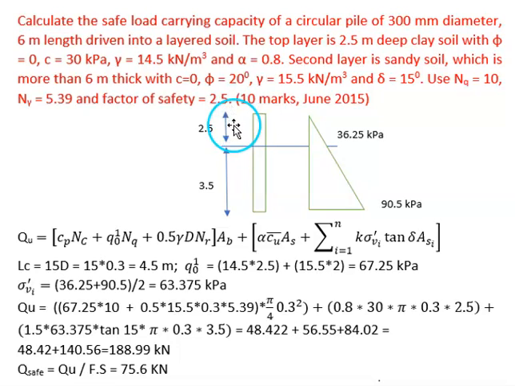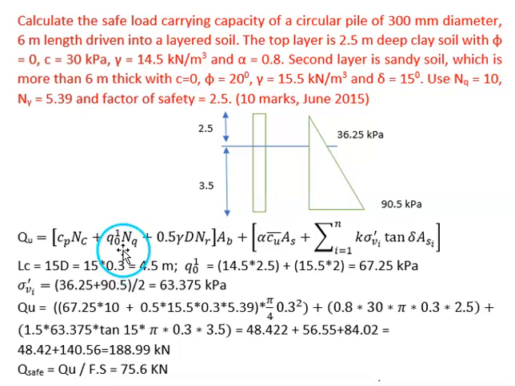So the first 2.5 meter has a unit weight of 14.5, so 14.5 into 2.5. In the second layer, the total depth is 4.5 meter, so the remaining is 2 meter, 2.5 plus 2 equals 4.5. The remaining 2 meter has unit weight 15.5. So the value is 67.25.